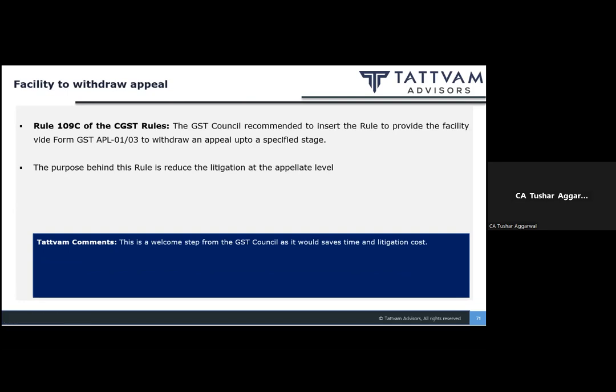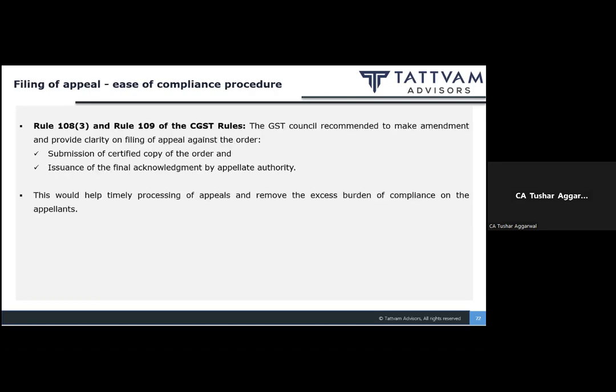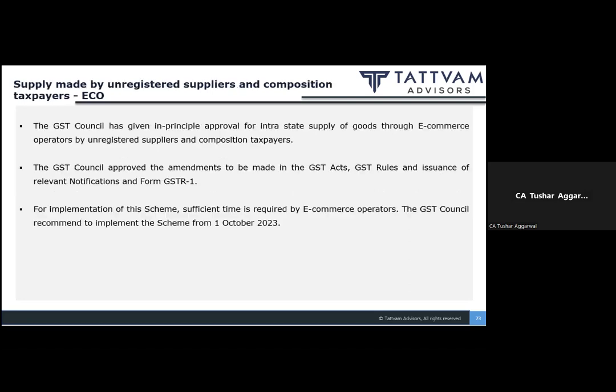Another facility which they will provide is to withdraw the appeal. Many times you file an appeal online, you want to withdraw at a later stage due to various reasons. That facility will be introduced. Again, a welcome step from the GST Council. It would save time and litigation cost. Another issue while filing an appeal is that we have to submit the certified copy of the order. Who should certify it, the officer or the taxpayer? No clarity. The government will come out with a circular clarifying this aspect also.